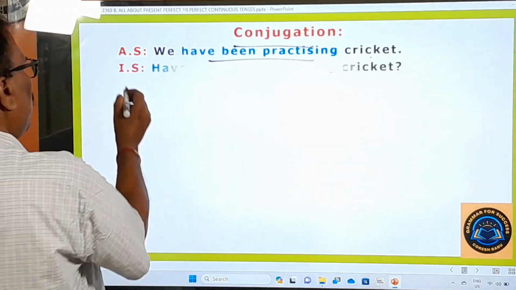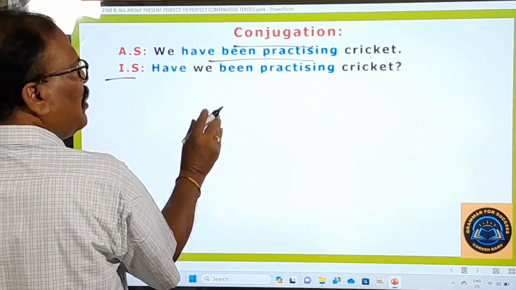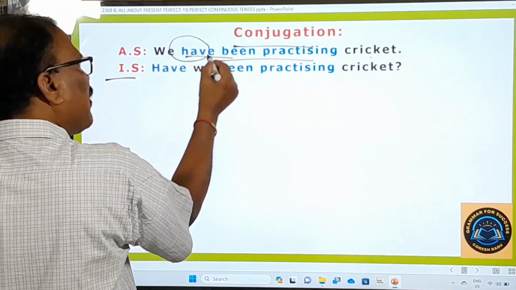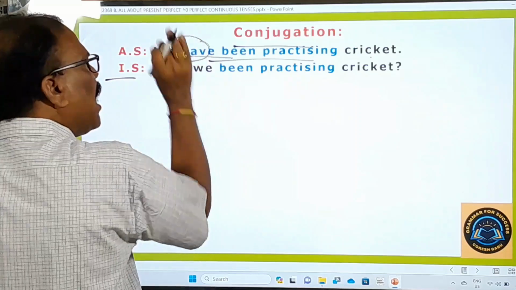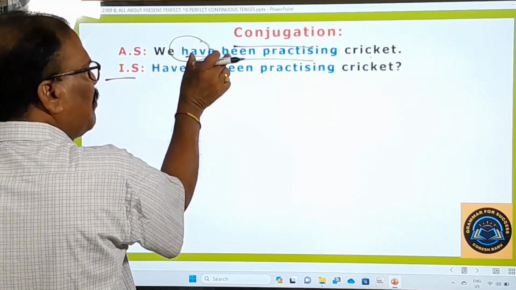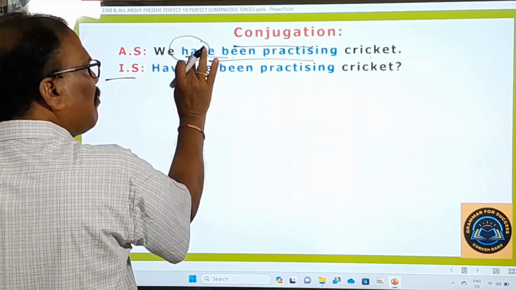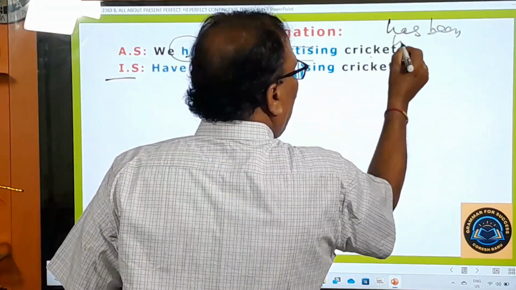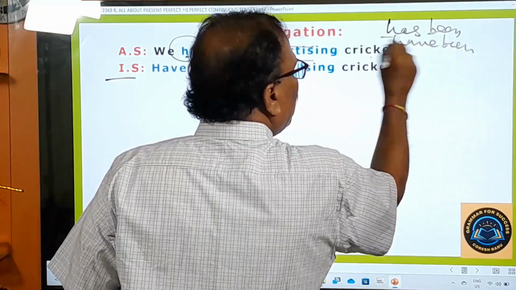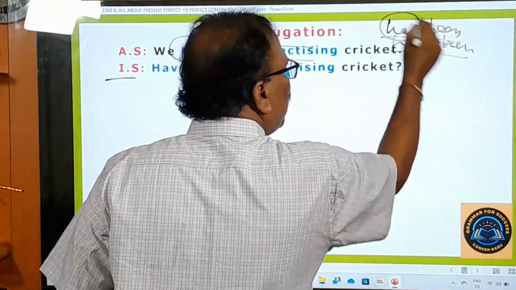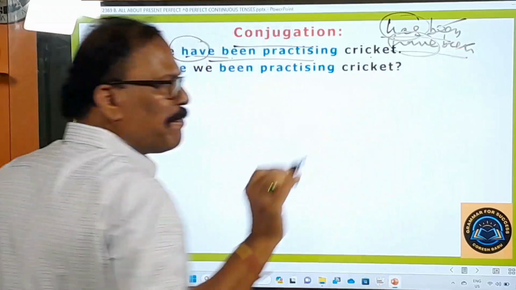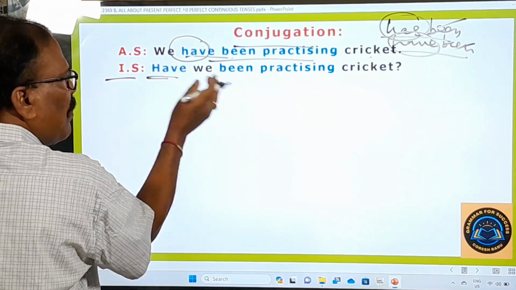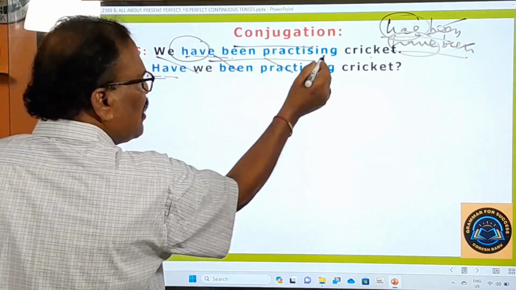And now interrogative sentence. What is the helping verb used in this? Have been. Okay, but of these two words, the very first one is the actual or real helping verb. Of the two helping verbs, have been and has been, only the first one is the real helping verb, not the second one. Therefore, you bring this to the front position to make it a question. Have we been practicing cricket?